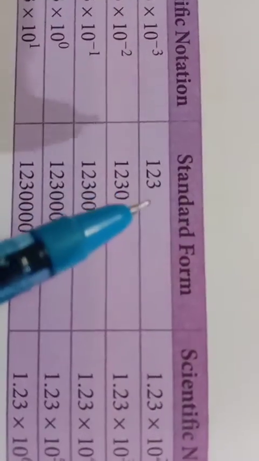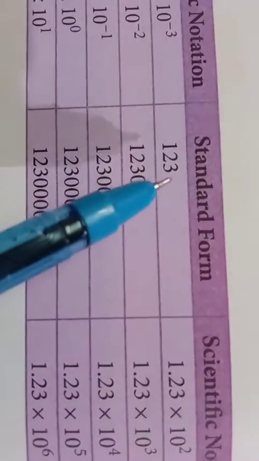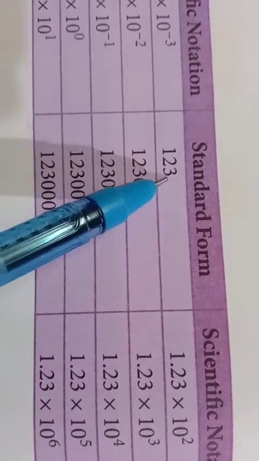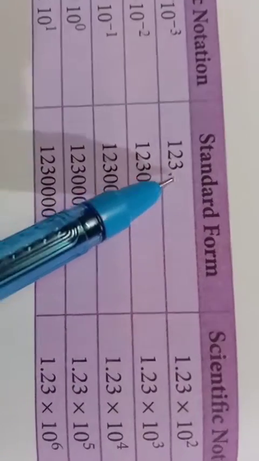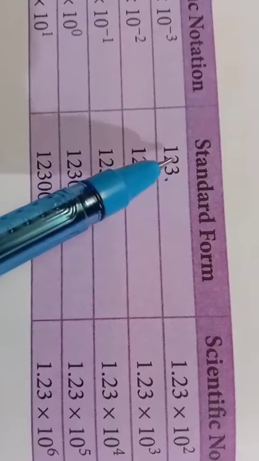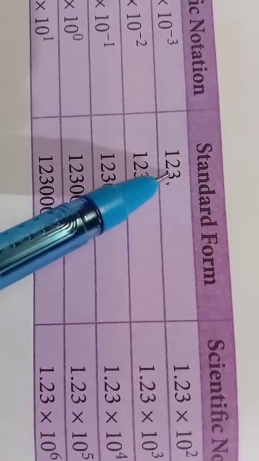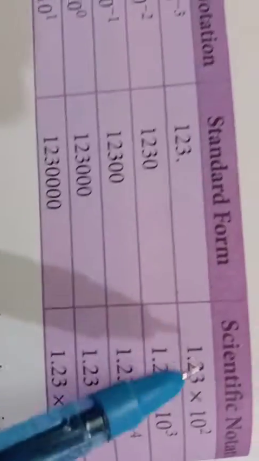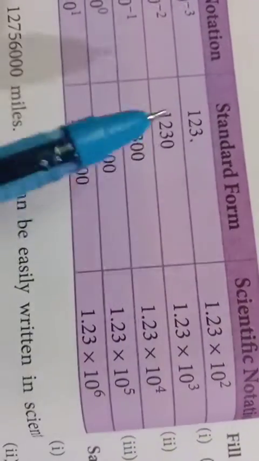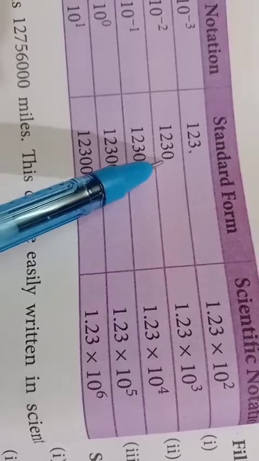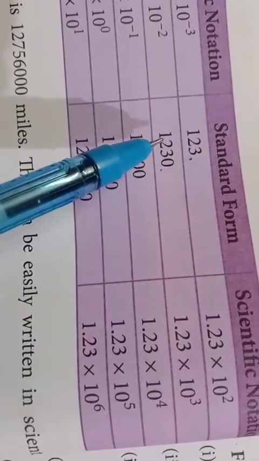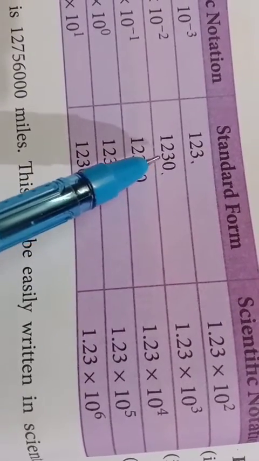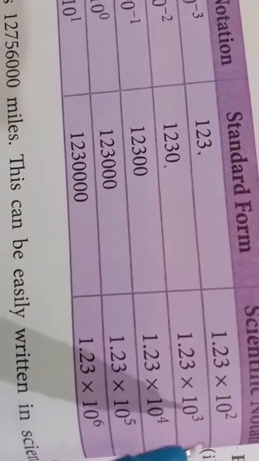The same thing, 123 is there. No decimal is given. What does that mean? The decimal is at the end. So this decimal moves to here. How many steps do I have to move? 1, 2. It moves towards the left, so it is a positive power. Then the decimal is at the end, and it has to move here. How many steps? 1, 2, 3. So 10 power 3.